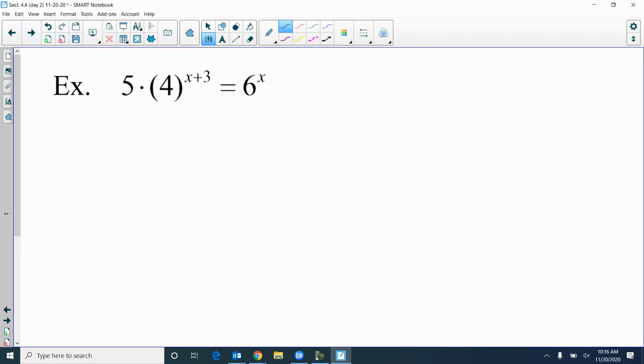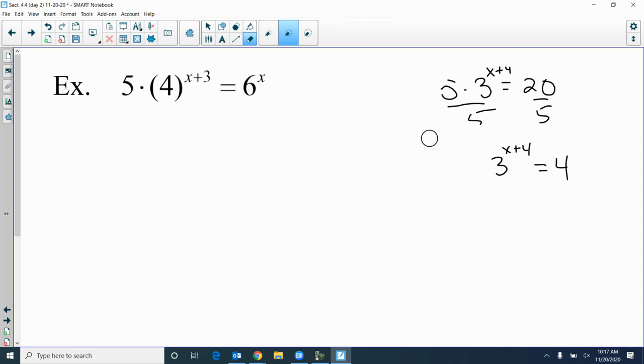If we had, say, 5 times, and I'm just making this up, 3 to the x plus 4 equals 20. You can divide by 5 because that's a constant. Okay. And then you would just have 3 to the x plus 4 equals 4, and that would make it easier. But this has an exponent on it, and dividing by 5 doesn't necessarily help us because it would just be 6x divided by 5. Either way, we're going to have to deal with a little bit of an issue there.